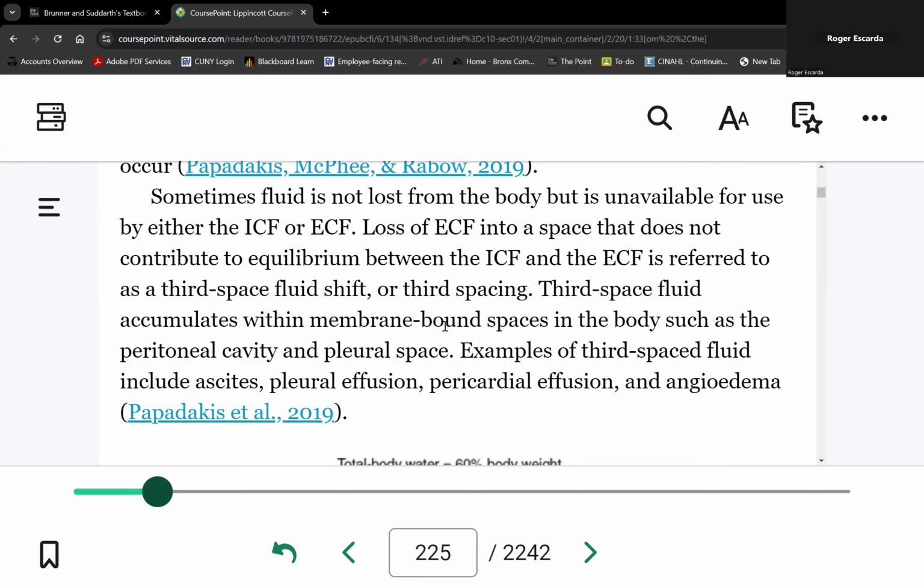Now, the interstitial space is supposed to only hold a certain amount of water. Water is not supposed to be in large quantities in the interstitial space. When that happens, there are two processes here. When we say edema, the water is in the interstitial space. We have large amounts of water found in the interstitial space. Now, this is, of course, abnormal. There are two ways that this can form.